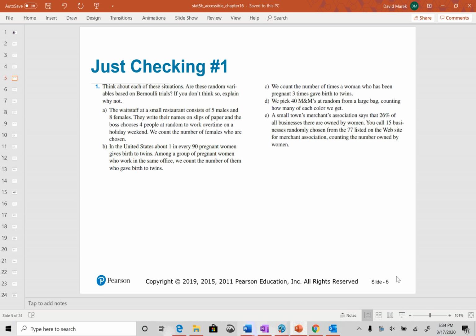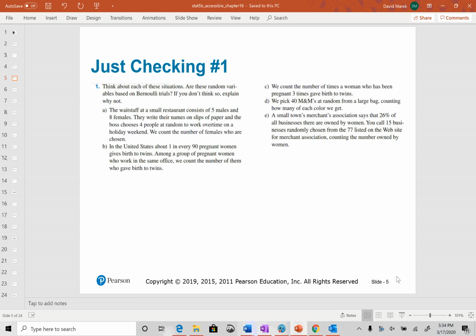Okay, so there's only 2 outcomes. Is it owned by a woman or not? That's fine, but hold on. If there are 77 listed on the website, 10% of that would be 7.7. You've called more than that, so you've violated the 10% rule. Okay, hopefully that makes sense.